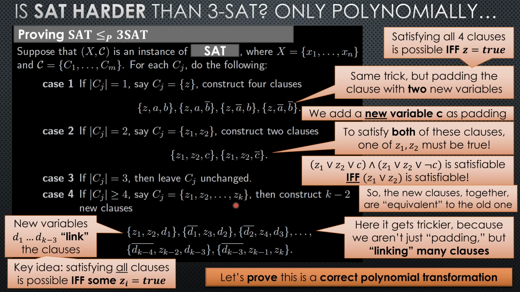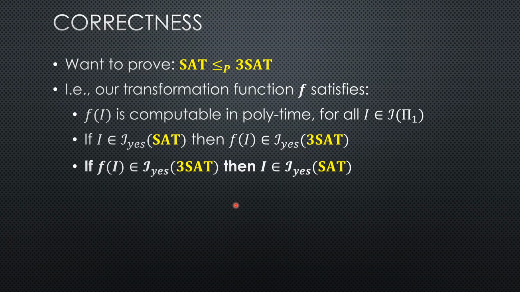So let's prove that this is a correct polynomial transformation, and furthermore after that we'll prove that 3-sat is NP-complete. This will be most of proving it's NP-complete. There's one extra step to do that. Okay, so here's what we want to prove. We want to prove that there's a polytime transformation from sat to 3-sat. Okay, so we described the transformation function on the previous slide. I described how we're taking clauses of the sat instance and producing one or more clauses containing 3 literals to construct a 3-sat instance.